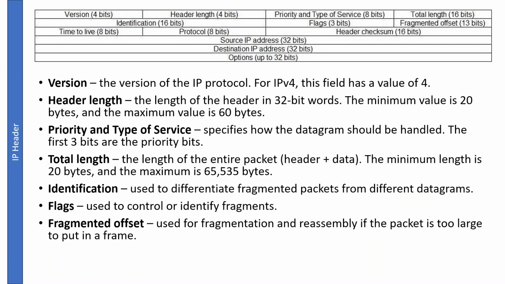So as I said, we have this information, and you can check it. We have version, header length, priority and type of service. Then we have total length. Identification we use to differentiate the fragmented packets, right? Then after that flags. So what is the meaning of fragmentation? In the next video I will do the fragmentation with an example.